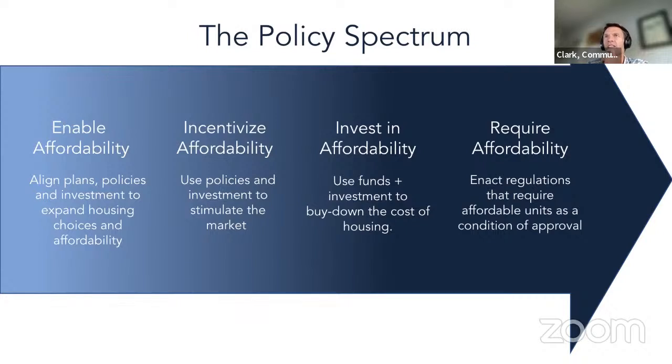And finally, there's tools you can use to require affordability. And this is where you have regulations that say if you're going to develop X number of units, this percentage of them need to be affordable or need to be resident occupancy only, or what have you. One of the main tools here is inclusionary housing policies, but there are other types of requirements that get you to the same place. So that's the broad policy spectrum.